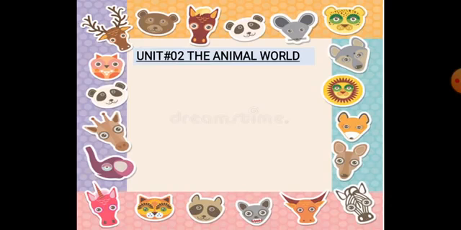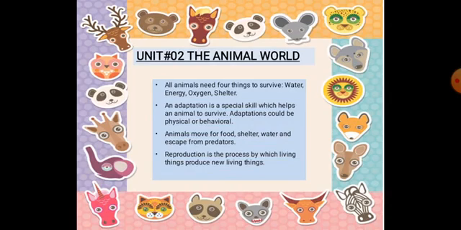First, we have to revise our unit number 2, the animal world. All animals need 4 things to survive: water, energy, oxygen, and shelter. And adaptation is a special skill which helps an animal to survive. Adaptations could be physical or behavioral. Animals move for food, shelter, water, and escape from predators. Reproduction is the process by which living things produce new living things.